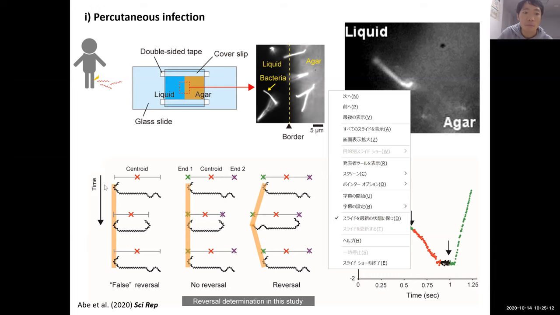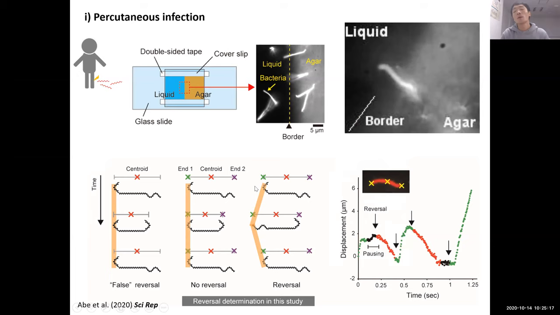Do I have to show the movie? It's a real-time movie. So they penetrate into the agar phase, switching direction frequently, and they change the route and change the route and finally penetrate deeper.